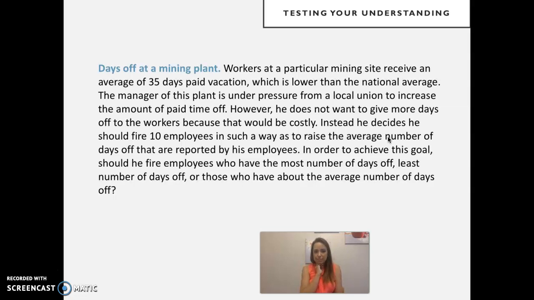Testing your understanding of this. Days off at a mining plant. Workers at a particular mining site receive an average of 35 days paid vacation, which is lower than the national average. The manager of this plant is under pressure from a local union to increase the amount of paid time off. However, he does not want to give more days off to workers because that would be costly. Instead, he decides he should fire 10 employees in such a way as to raise the average number of days off that are reported by his employees.